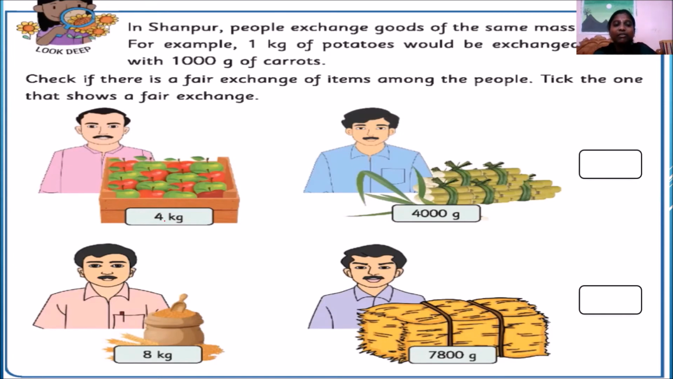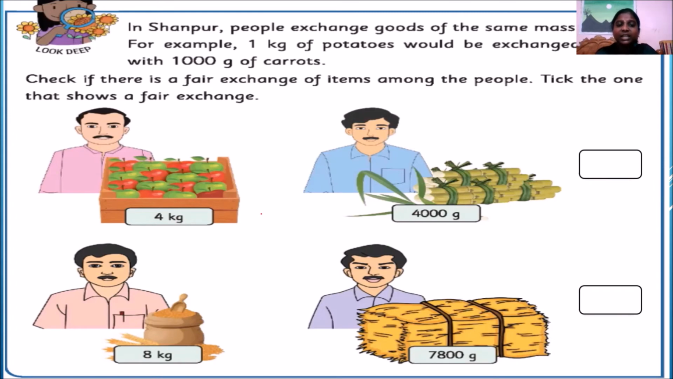Here you can look at 4 kgs of apple. It is exchanged with 4000 grams of sugar cane. The second one you can see 8 kg of wheat or paddy is exchanged with 7800 grams of paddy plant. Now we are going to find out the fair exchange. On the left hand side the objects are in kilogram, but on the right hand side the objects are in grams. If you want to find out the fair exchange, we have to convert the objects into the same unit.